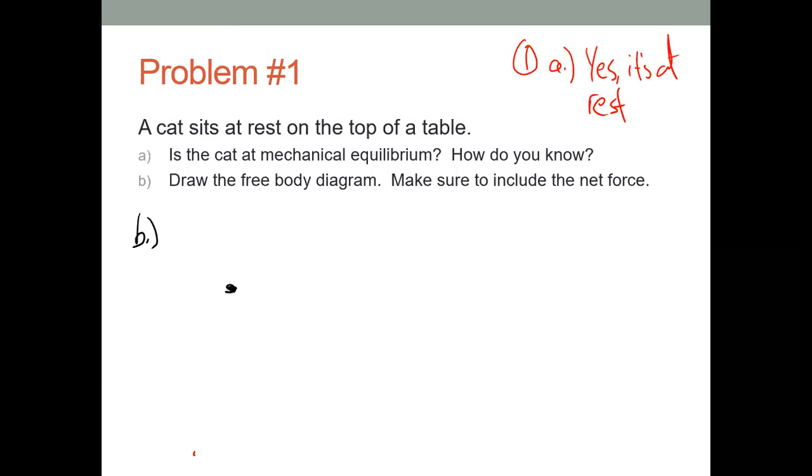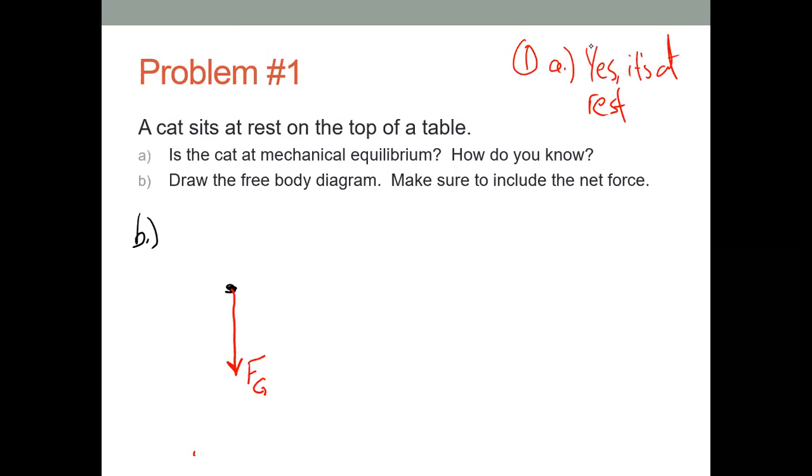Weight would be a good one to start with, right? We know gravity pulls us down. So I'm going to start by drawing all of our forces. We want to start from the dot and go out of the dot. I'm going to draw weight going down, and we label weight as FG. So I've got weight going down, but we said we're at mechanical equilibrium. So that means that we have to have some other force that's canceling out the weight.